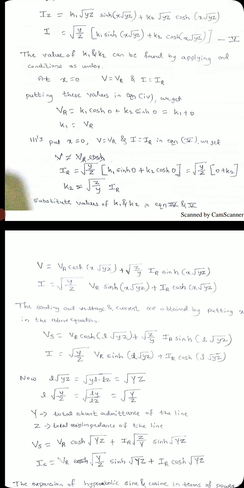So these are the two equations we are getting. The sending end current and voltage are obtained by putting the value of x as L in the above equations, because the total length is L. Where x is there, we will put that value as L. So when x tends to L, V becomes Vs and I becomes Is. So we can write Vs is equal to VR cosh of L into square root of yz, since x becomes L now, plus square root of z by y into IR sinh of L into square root of yz.